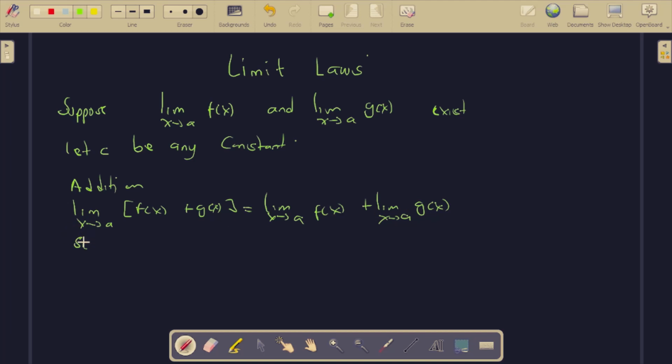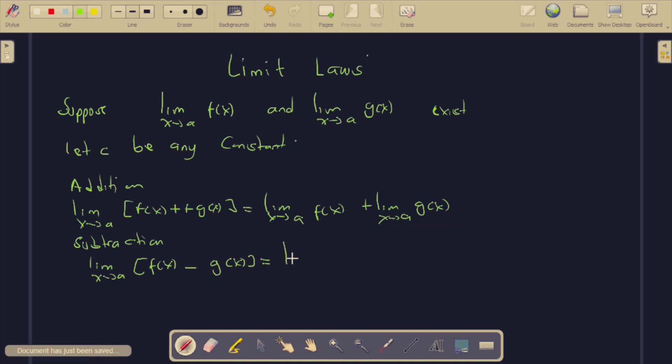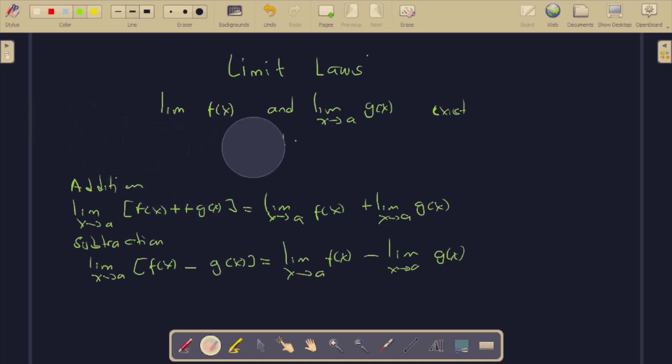And then the second limit law has to deal with subtraction: the limit as x goes to a of f of x minus g of x. This is going to be equal to the limit as x goes to a of f of x minus the limit as x goes to a of g of x. All right, now let me just take care of the top part.